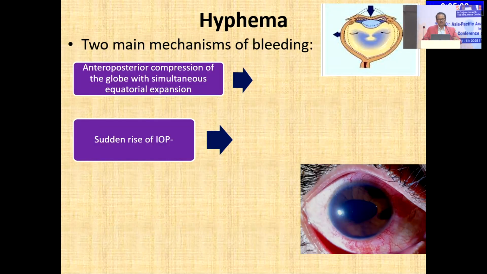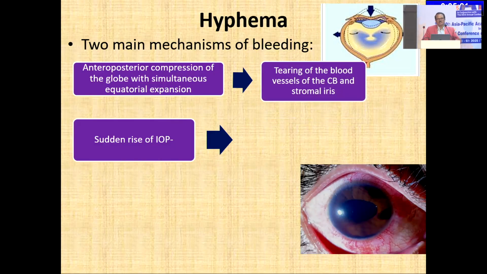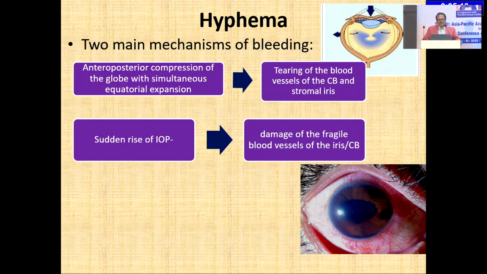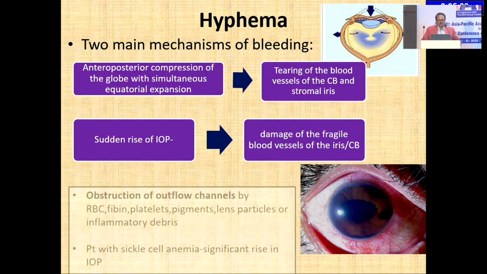Hyphema is a very common finding which is seen after blunt injury or any kind of injury. Again the mechanism is the anteroposterior compression and then simultaneous equatorial expansion, which could lead to tearing of the blood vessels of the ciliary body and stromal iris. And if there is a sudden rise in intraocular pressure because of the impact on the globe, it can lead to damage to the fragile blood vessels of the iris and ciliary body. That is also one of the causes of the hyphema.